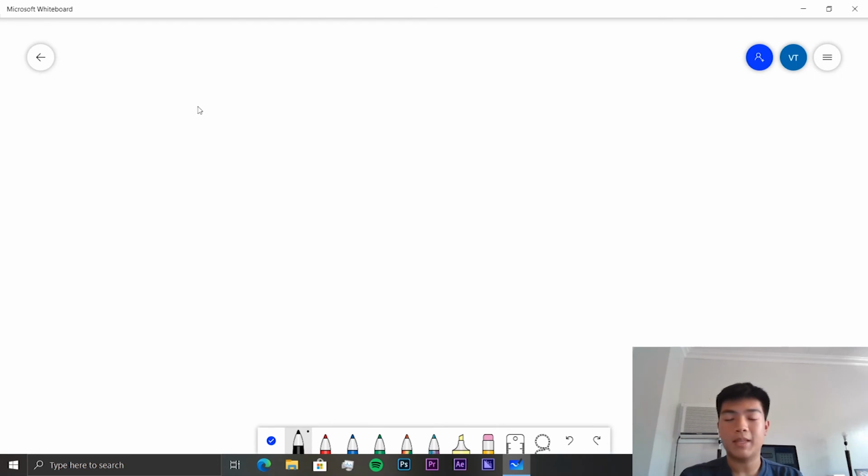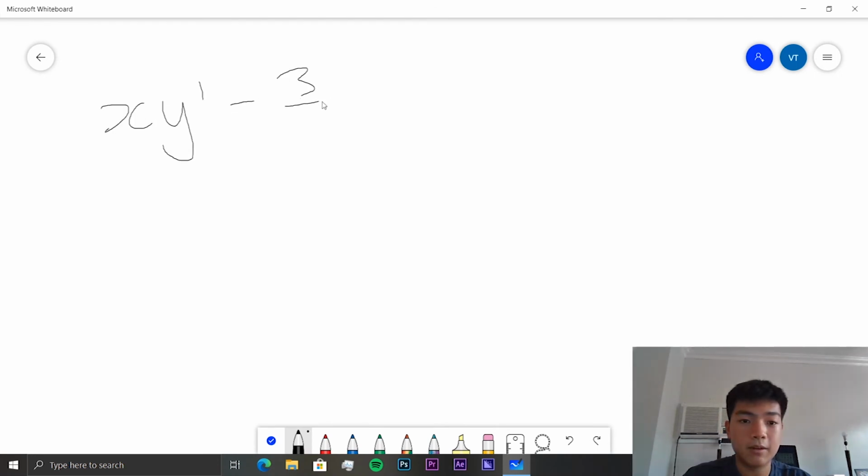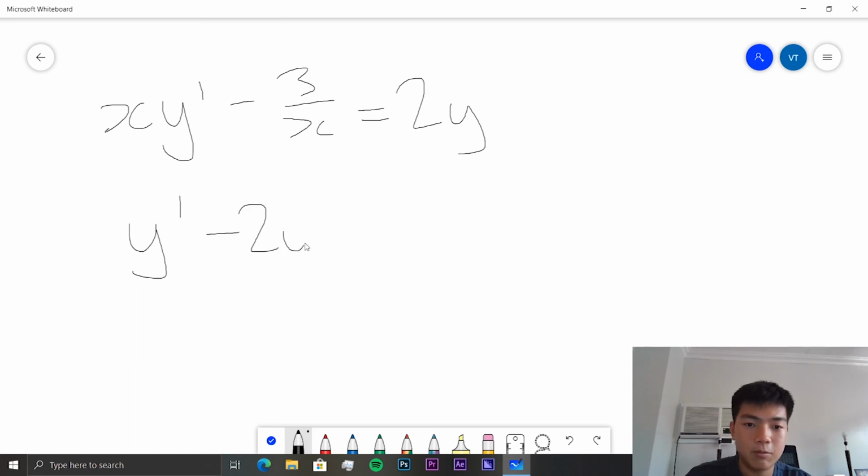And we're on to the final question, which is x y prime minus 3 over x is equal to 2y. And so we need to solve this question. First I'll divide everything by x, so we get y prime, or dy over dx, minus 2y over x is equal to 3x to the minus 2.